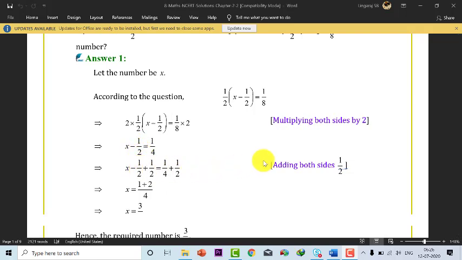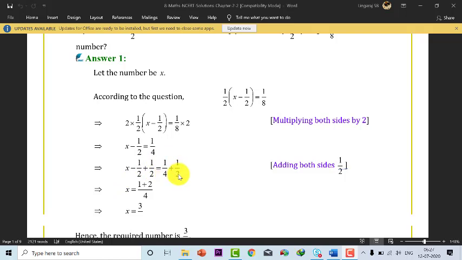Then we have to remove this 1 by 2 to get the x value. For that we add 1 by 2 to both sides. So this is written as x minus 1 by 2 plus 1 by 2 is equal to 1 by 4 plus 1 by 2. The 1 by 2s get cancelled, one positive and one negative, so only x remains on the LHS, and the RHS is 1 by 4 plus 1 by 2.